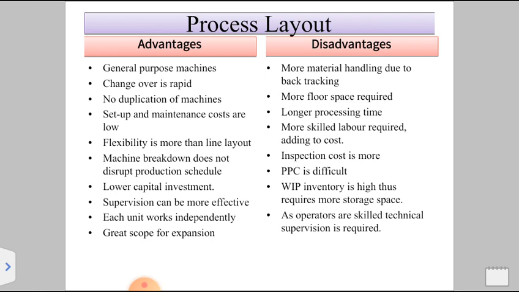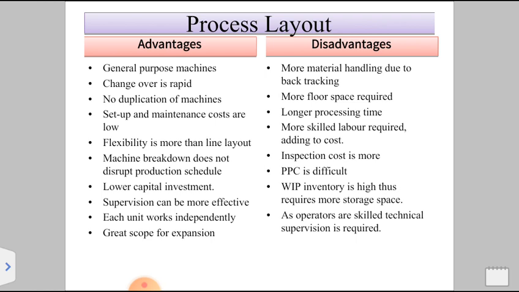Next, the advantages and disadvantages of process layout. The first advantage is the use of general purpose machines. It is required to arrange machineries which are general purpose. It is not specific that one machine is used only for a particular operation, because machines are grouped according to functions, so a machine can be used for multiple purposes. Then, changeover is rapid.